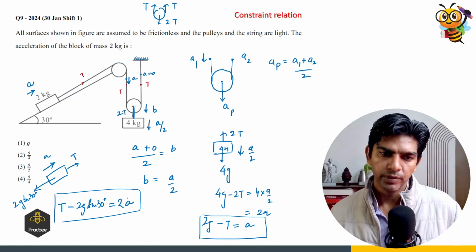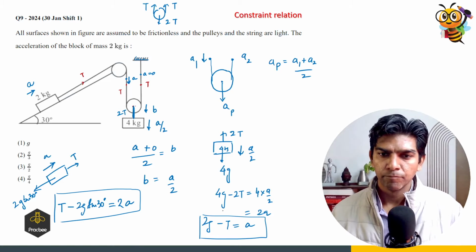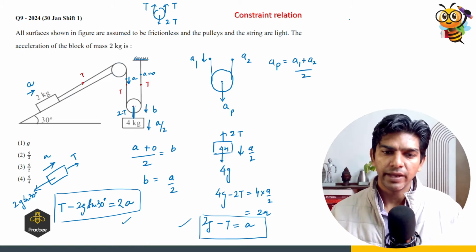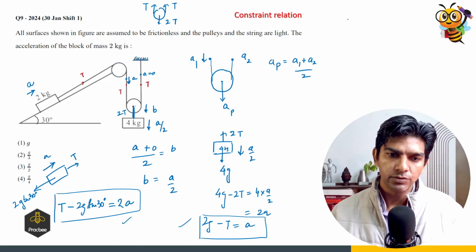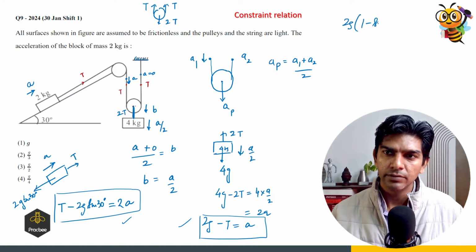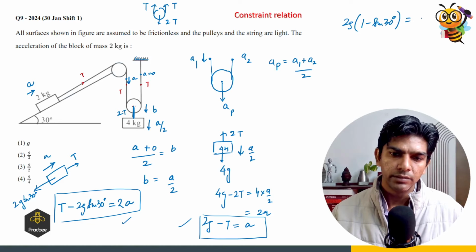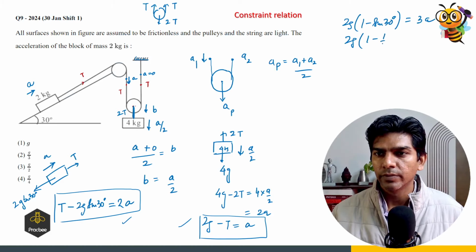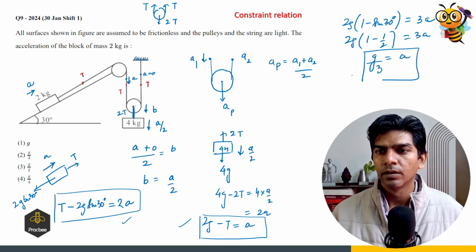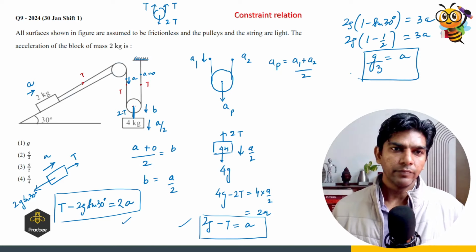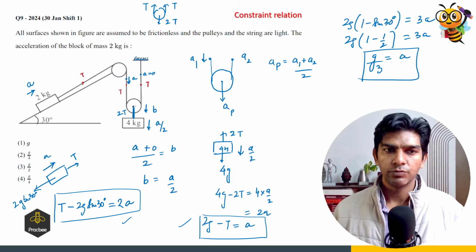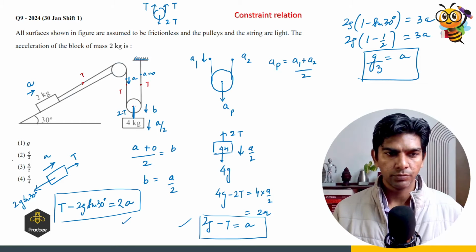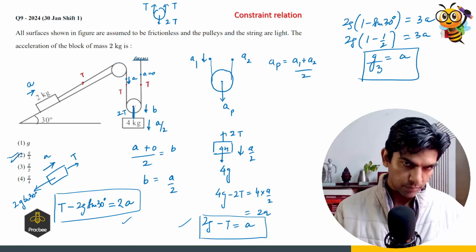Now what we can do, we can add these two equations. If we add these two equations, T will get eliminated. So we'll get 2g (1 minus sine 30 degrees) is equal to 3A. And this will be 2g (1 minus 1 by 2) is equal to 3A, or we can say g by 3 is A, right? And we have to find the acceleration of 2 kg, which is g by 3. So option 2 is the right answer.